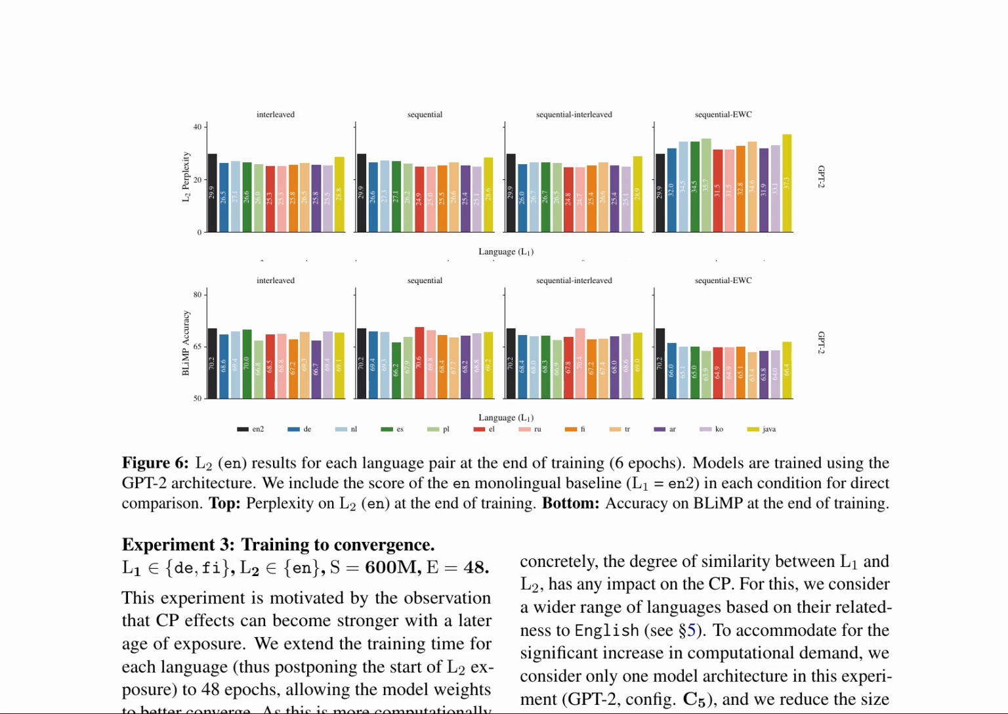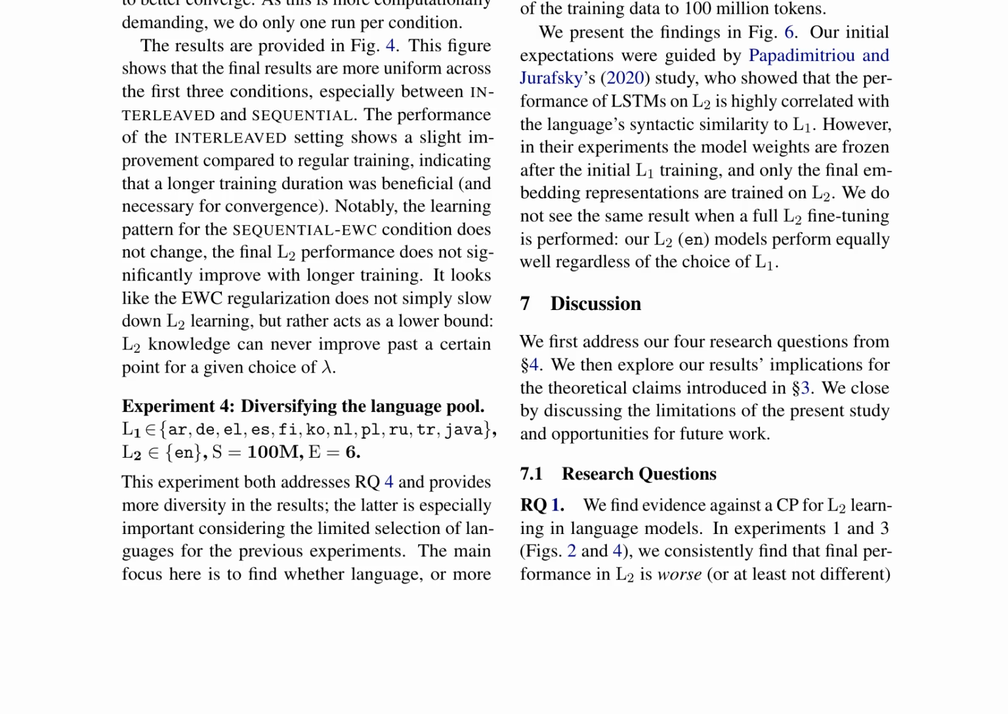Experiment 4 examines the impact of language similarity on the CP hypothesis by considering a wider range of languages. Results, presented in Figure 6, indicate that L2N models perform equally well regardless of the choice of L1, contradicting the expectation that language similarity would play a role. Perplexity scores and BLIMP accuracy scores are presented for each language pair at the end of training, with the GPT-2 architecture used for all models. The sequential interleaved model shows the best performance in terms of perplexity and accuracy.